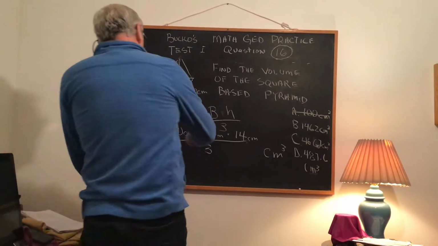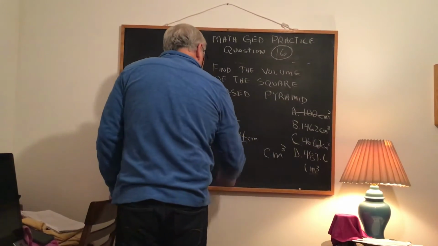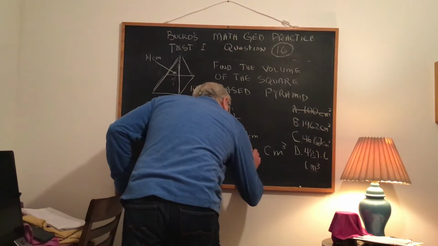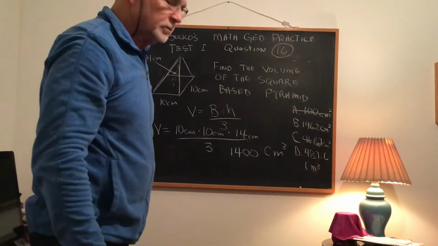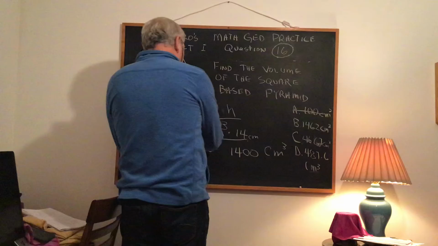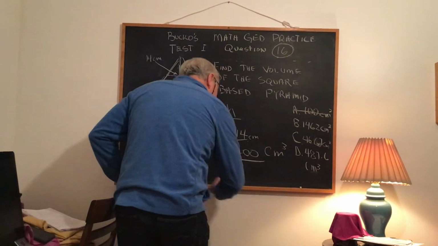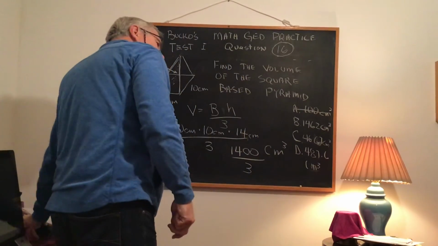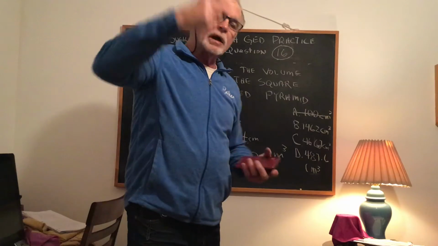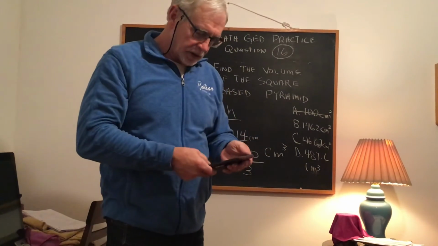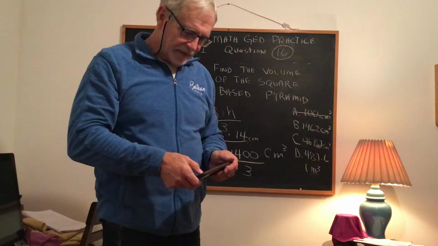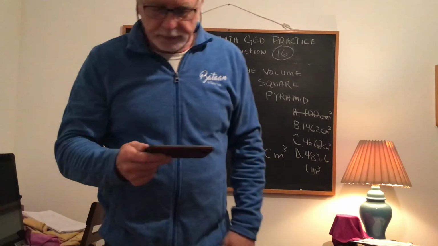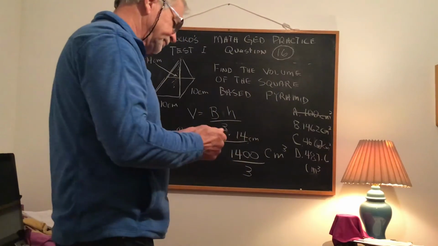All right. So 10 times 10 is 100, times 14 is 1400, divided by 3. And you get to use a calculator on this part of the test. You'll have a drop-down menu for that, and you pull up your calculator and you go 1400 divided by 3 equals, and we get a repeating decimal.